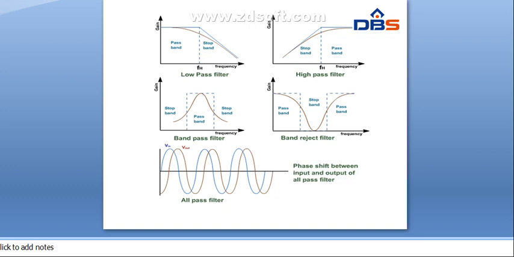So next one is the all pass filter. The all pass filter passes all the frequencies, but it produces a phase shift between input and output. The output and input voltages are equal in magnitude for all the frequencies, but it has a phase shift between input and output.